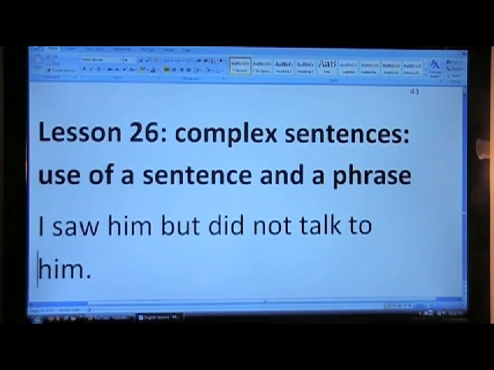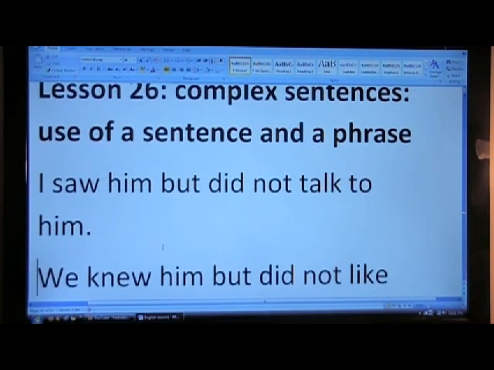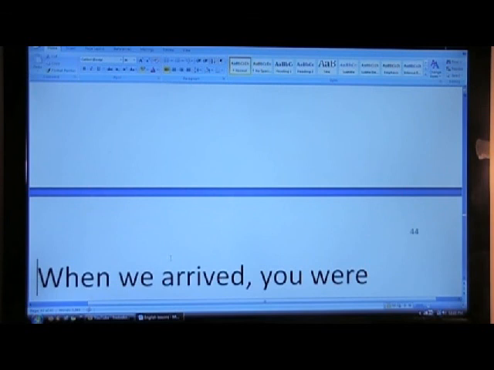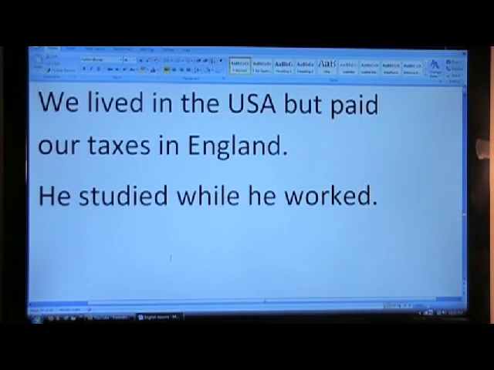This is not a complete sentence, but this part cannot stand on its own. When it is a complex sentence like this, note we have a but here, but there's no comma. We knew him, but did not like him. Again, the second part does not have a subject. They work here and were paid in dollars. We lived in the USA, but paid our taxes in England. The second part does not have a subject, so it's not a complete sentence.